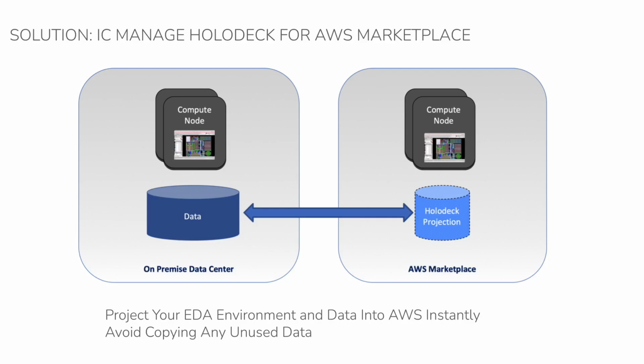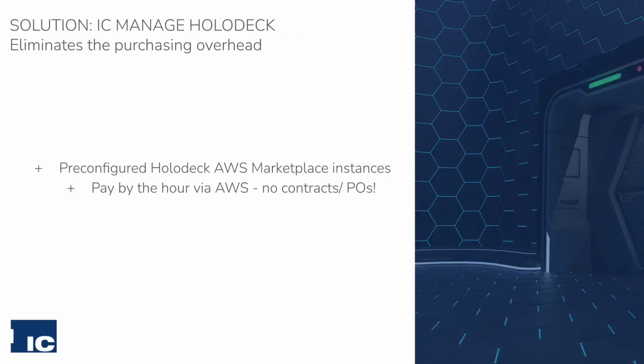So how does the new Marketplace edition change things? By making Holodeck a simple checkbox, we've eliminated the overhead associated with doing detailed evaluations, negotiating contracts, etc. You pay for Holodeck per compute node by the hour through AWS, so there are no POs, invoices, or renewals to slow you down.